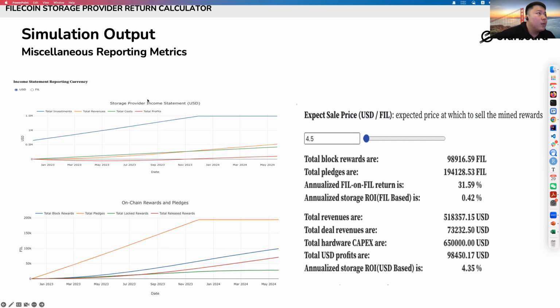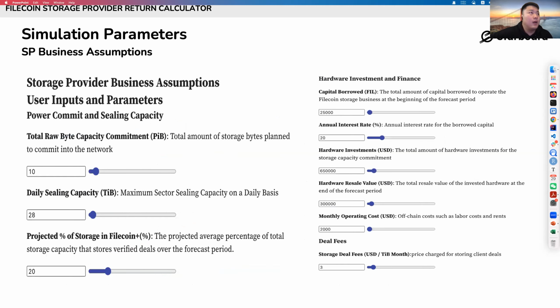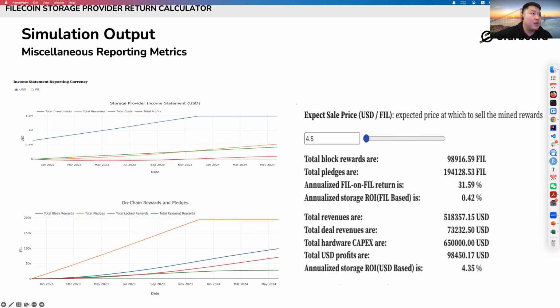The graph above is more expressive in that the income statement takes all of the previous fiat assumptions, such as hardware investment and financing, into consideration. You can also select what reporting currency you want. If you feel everything in fiat is more visually appealing, you can just click USD. There is also a FIL option as well.